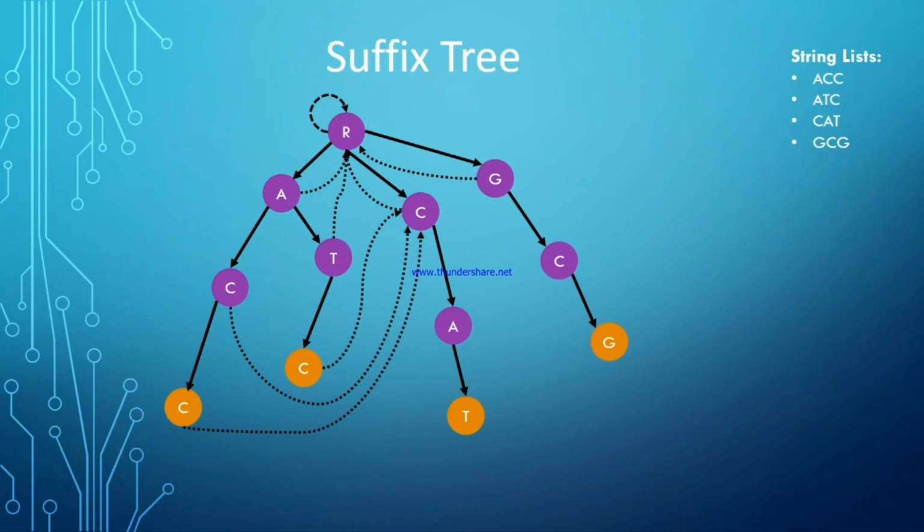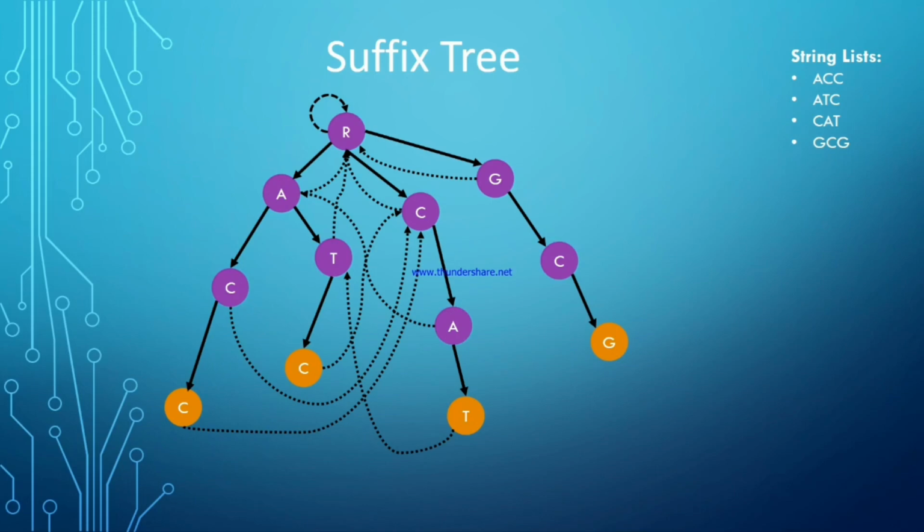Move on to the A. A will search: is there any A which is connected to the root? Yes. A will connect to the A. Move on to the T. Here comes the interesting part, because there is no T which is connected to the root, but T is partially connected to the root through A. So T will connect to the other T.